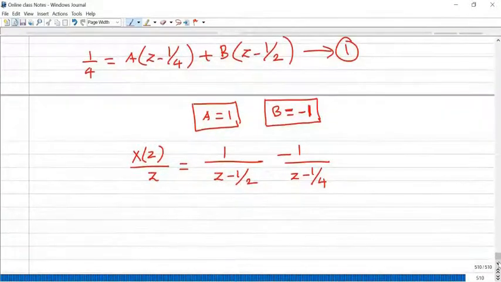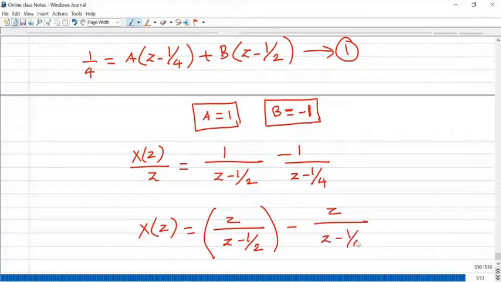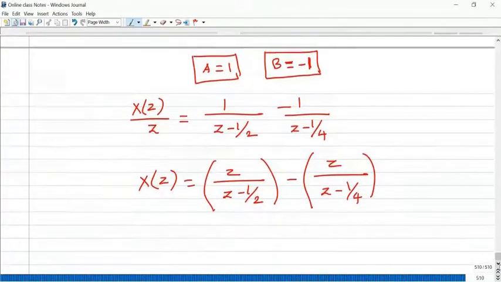Now you multiply this z on the right side. X of z equal to z divided by z minus 1 by 2 minus z divided by z minus 1 by 4. You got it now why we are keeping the z on the left side? Finally, we have to multiply that z on the right side so that we will get the formula z divided by z minus a format.